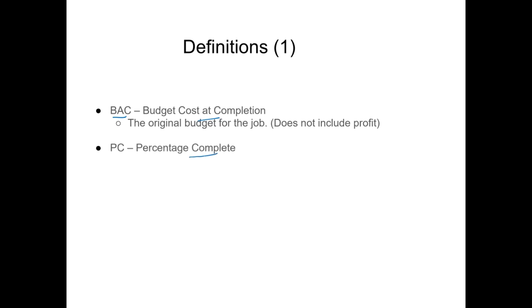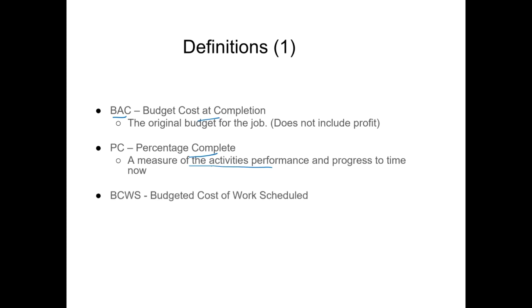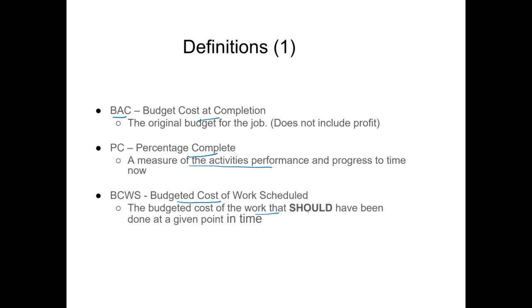PC, or percentage complete, is at the reporting time how much percentage of the work has been completed. Usually you would have representatives of the client or an independent person who would validate how much work has been completed if the payment is based on the progressive completion of the work. So percentage complete is a measure of the activity's performance and the progress to time now. The third thing is budgeted cost of work scheduled: the budgeted cost of the work that should have been done at any given point in time.